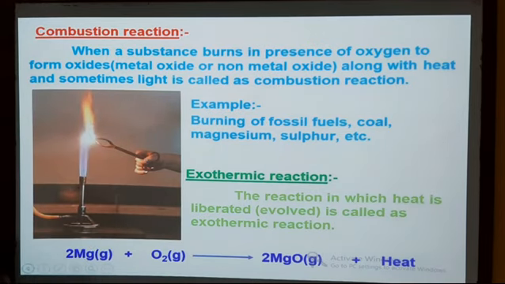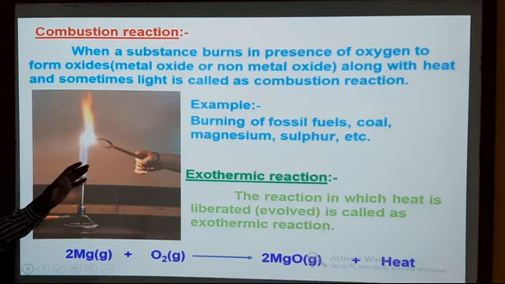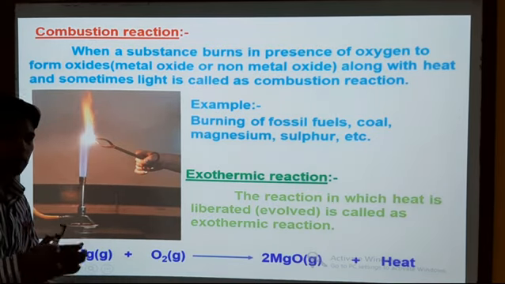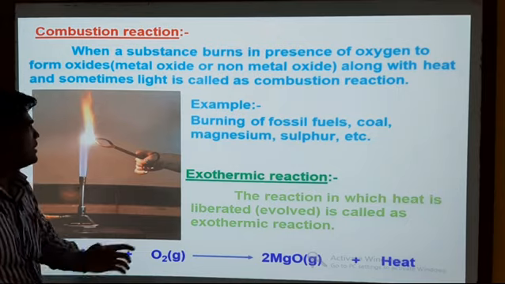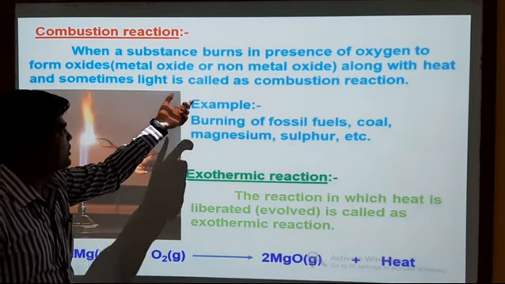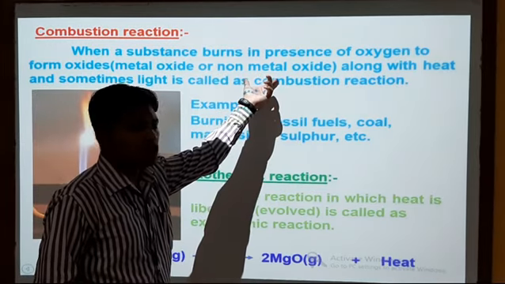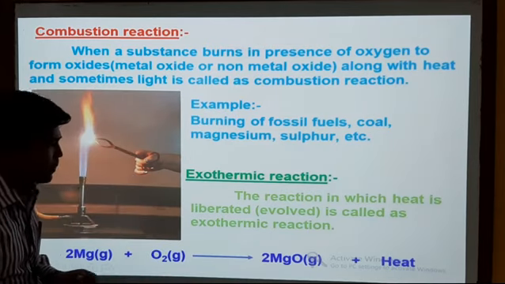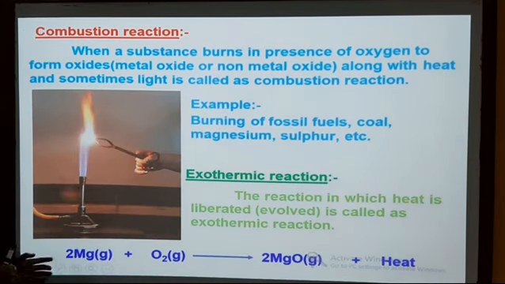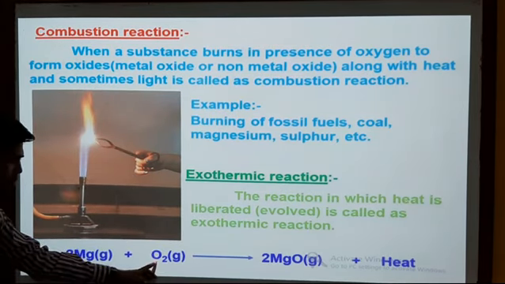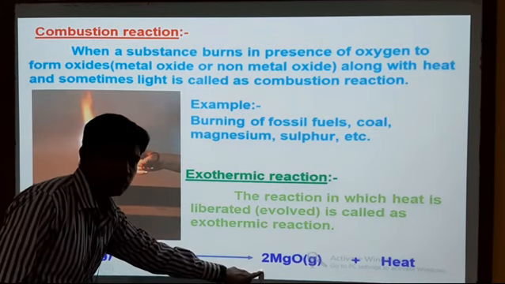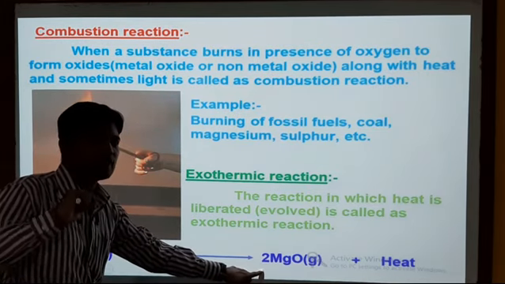So as stated in the definition, you can also see that these substances will react with metals. Suppose oxygen reacts with metal, it will form metal oxide. If it reacts with non-metal, it will form non-metal oxide. So let's take an example. Magnesium plus oxygen gives you magnesium oxide. Remember in the first class we have seen the same.